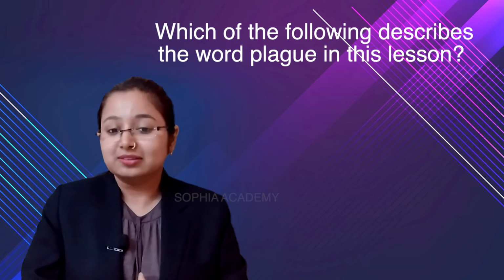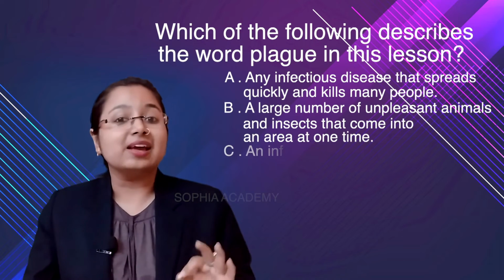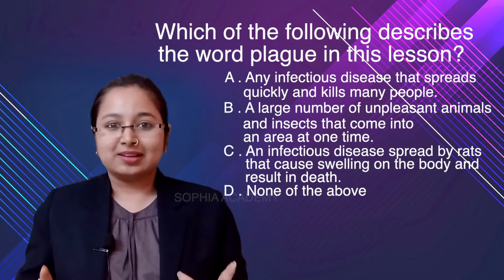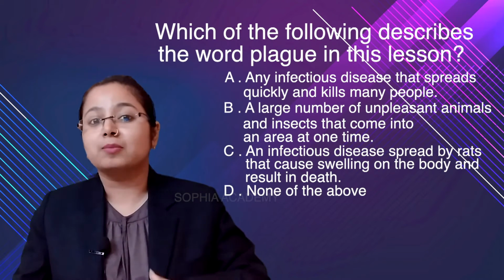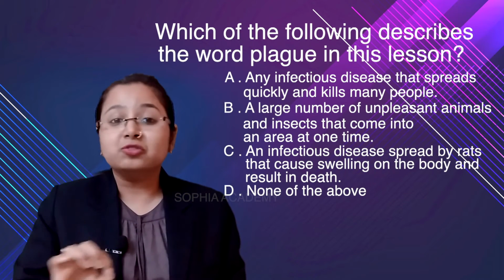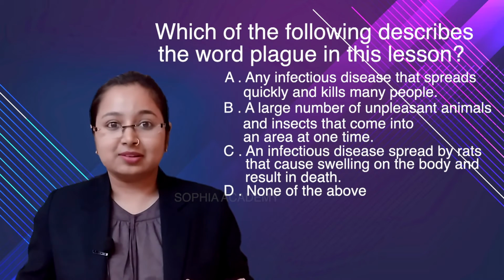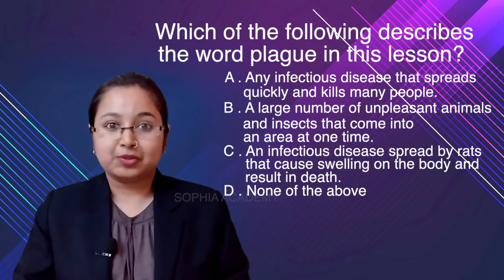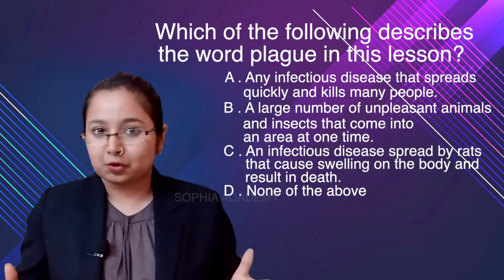So 7th question is, which of the following describes the word plague in this lesson? Students, let me tell you that all the questions have been taken from your chapter. Not a single question I have taken from outside your chapter or outside your book. So once you are thorough with the chapter, you will be able to solve all the questions. And how will you be thorough with the chapter? You need to read the chapter thoroughly. If you read it, then automatically you will be able to answer all the questions.